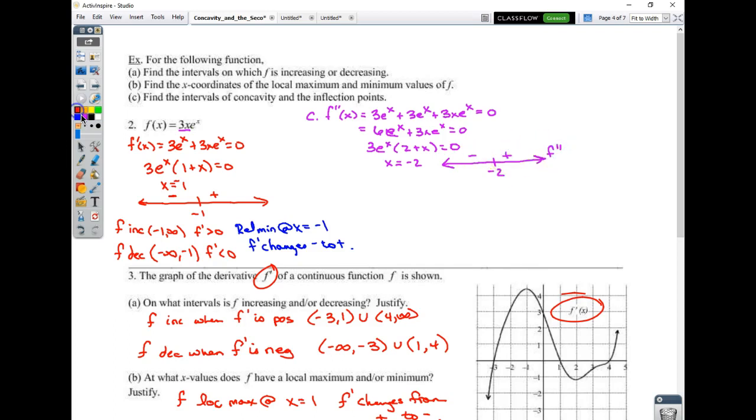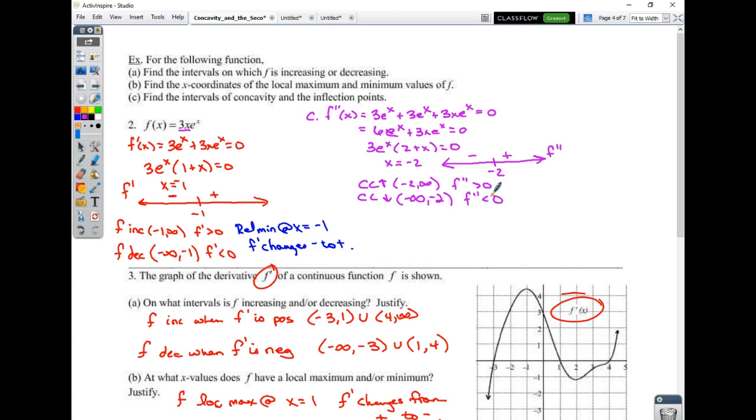Label this. I did not label that. Let me label this over here real quick. I apologize. So this is my f double prime. So I would have plugged this number back into this equation right here to see whether it's positive or negative. And I need to come up with concave up and concave down. That's pretty easy. Concave up is going to be from negative 2 to infinity, since f double prime is greater than 0. This is concave down from negative infinity to negative 2, since f double prime is less than 0.